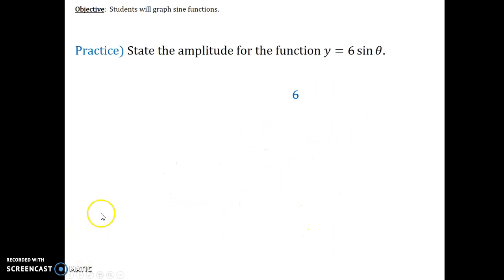Okay, I'm going to stop the video here. I would like you to please watch the next video. It's going to go over just a couple more examples about graphing sine function with amplitude. So again, in this video, we graphed the parent function of sine, and we introduced the idea of amplitude.